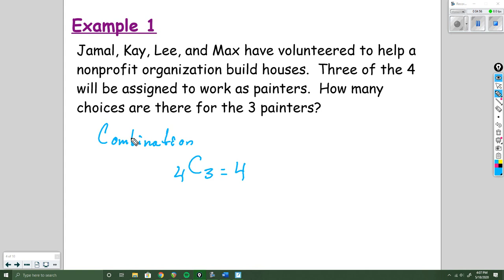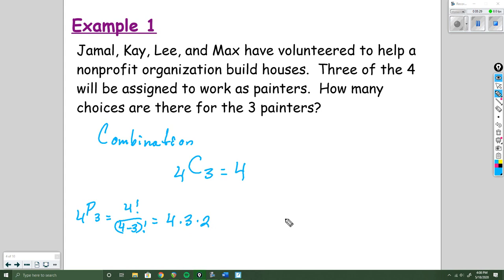Okay, now just to distinguish the difference between computing a combination and computing a permutation, all right, the permutation 4P3 would be 4 factorial over 4 minus 3 factorial. And once we do some simplifying, it's just we have 4 people to choose for the first painter, 3 people to choose for the second painter, 2 people to choose for the third painter.